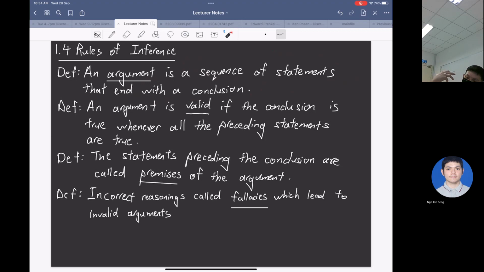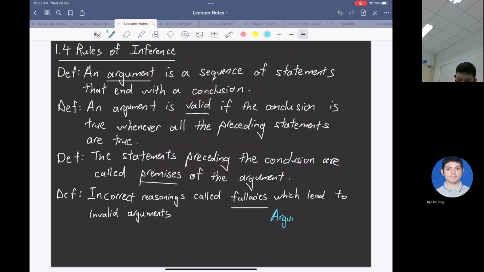Okay, so when you want to convince people, or convey a message, you need to speak a whole argument before you end with a conclusion. And then we say that the argument is valid if the conclusion is true whenever all the preceding statements are true. That means every statement you say happens and forces the conclusion, and then your whole argument is valid. Okay, and the statements before the conclusion are the premises.